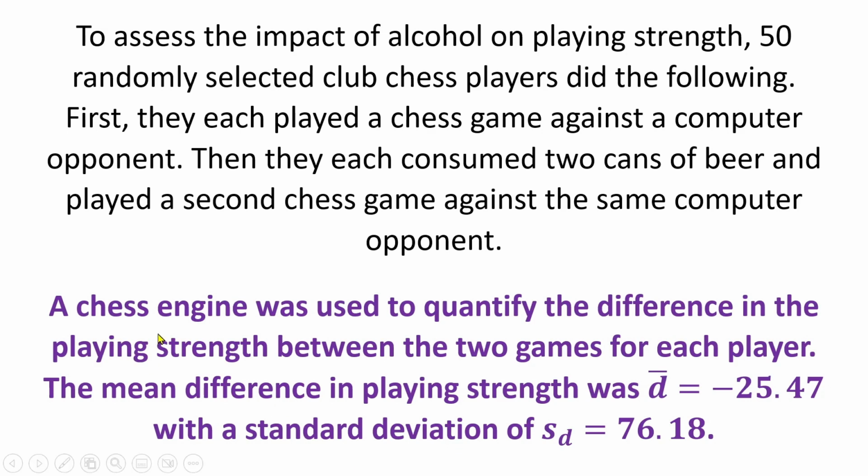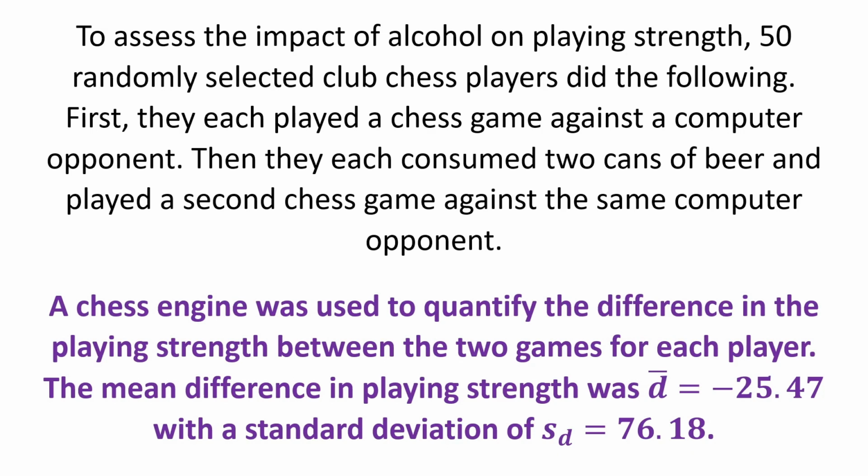So a chess engine was then used to quantify the difference in the playing strength between the 2 games for each player. The mean difference in playing strength then was d bar equals minus 25.47 with a standard deviation of 76.18. Right, so let's just talk for a moment again about how the data is collected.